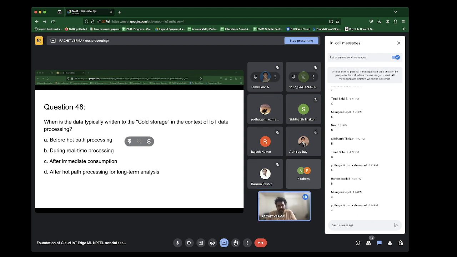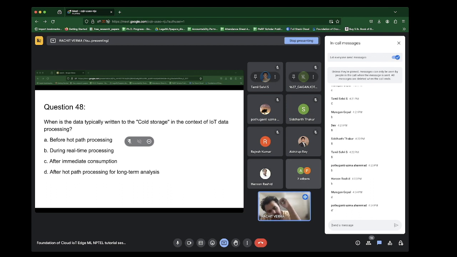Okay, I will explain. So let's say you have data, and if you store it before hot path processing, can you do hot path processing on it? Is it possible? If you store the data, you cannot do hot path processing on it, because it is not immediate anymore. So A is not the right answer.